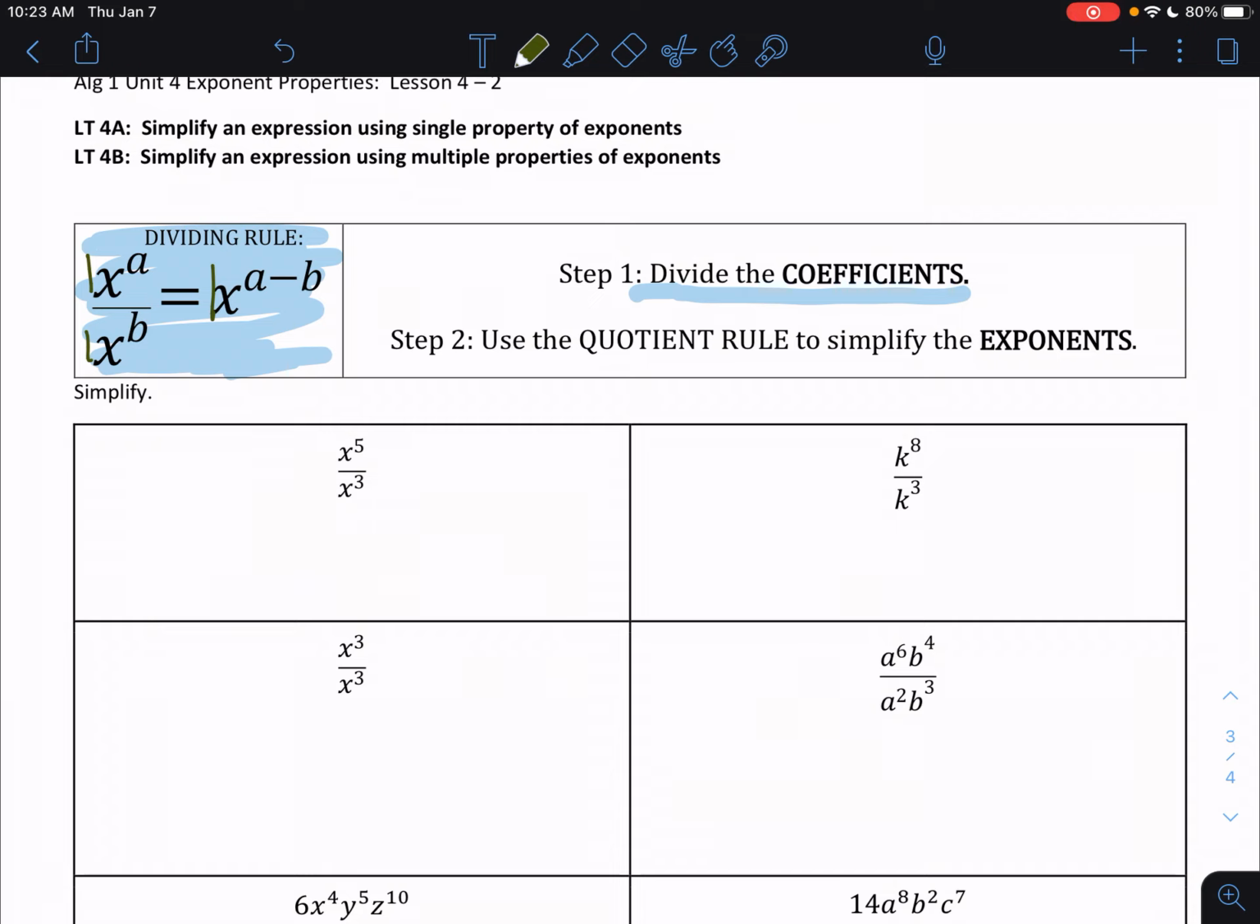So here we have, in our first box, x to the 5th over x to the 3rd. So to do this, we would have x, right, because it would just be 1 over 1, which is 1. And then you would have to the 5 minus 3, and that's our dividing rule, which gives us x squared. And that's our answer. All right, the next one. K to the 8 minus 3 is k to the 5th.